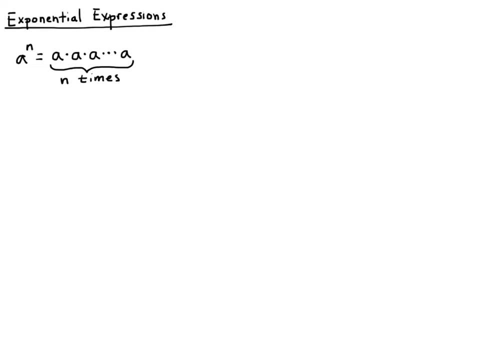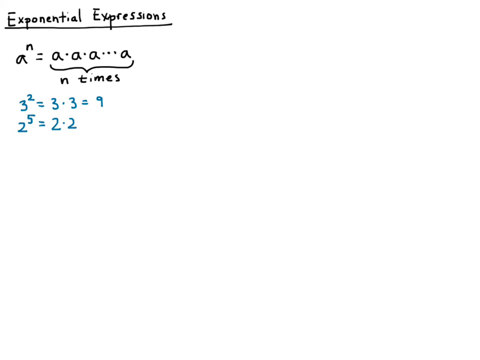Now we have exponential expressions, a to the n. Just like multiplication in a sense is a repetition of addition, like if we do 4 times 3, that's the same thing as saying 3 plus 3 plus 3 plus 3. Exponentiation is like a repetition of multiplication. A to the n is taking a times a times a, doing that over n times.